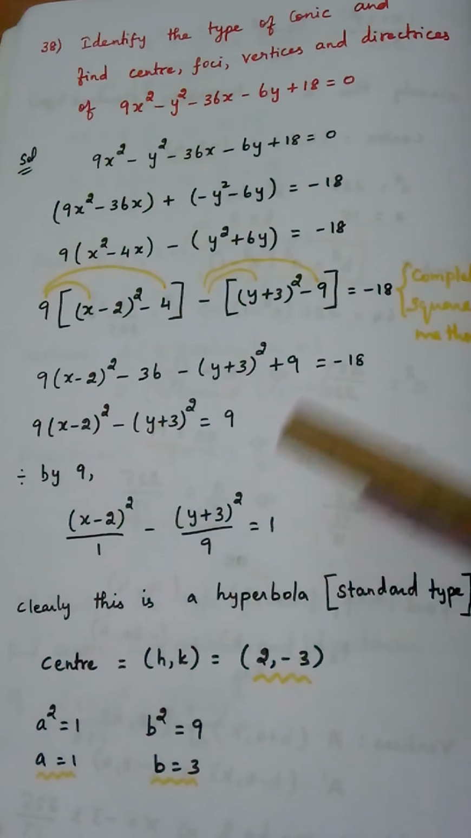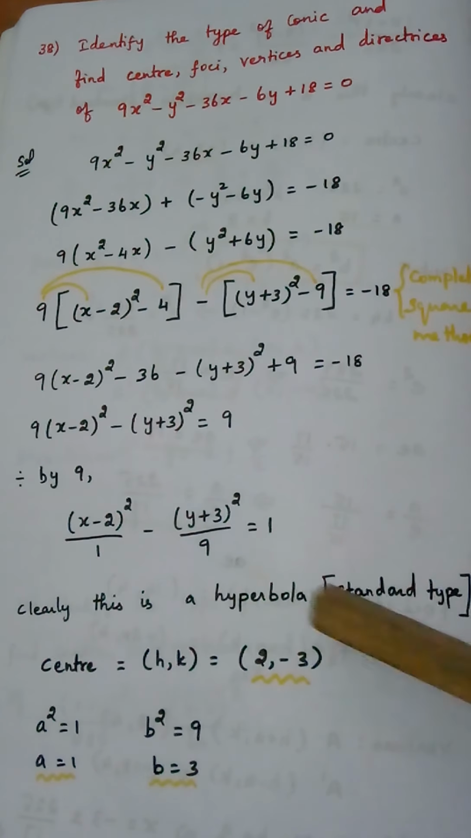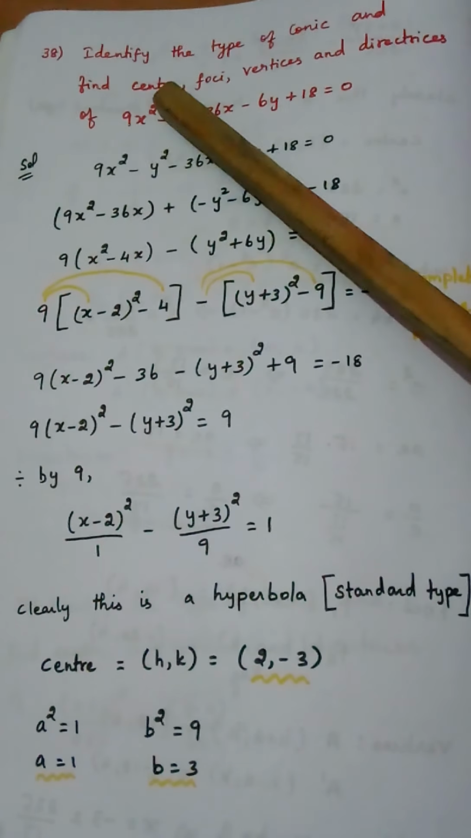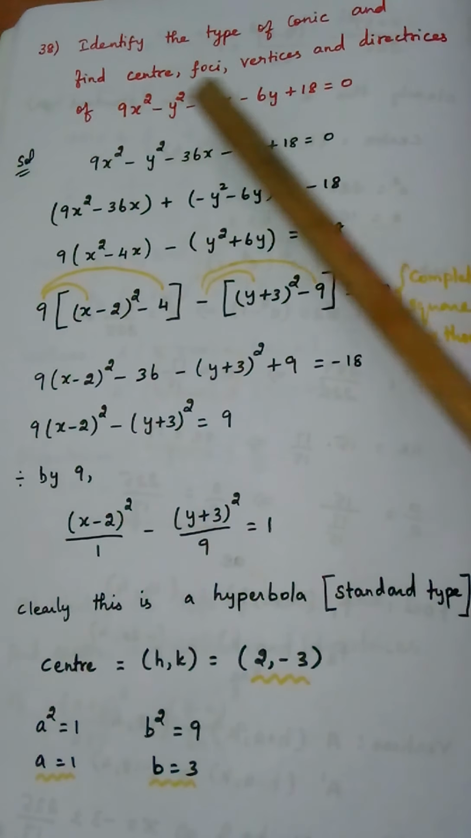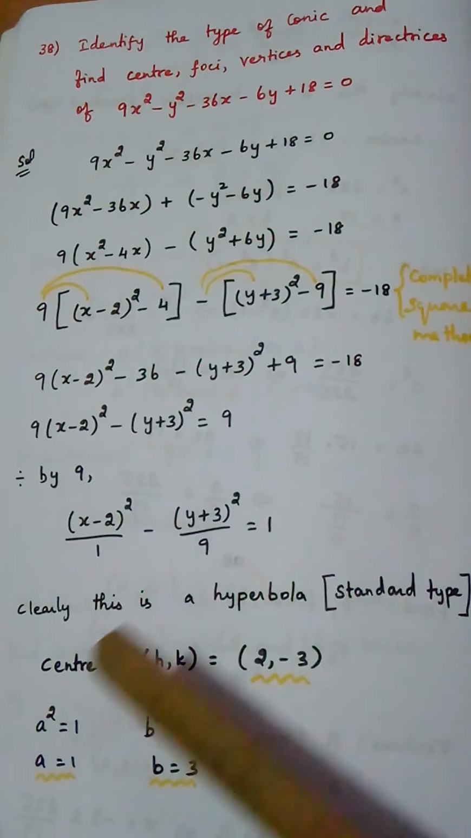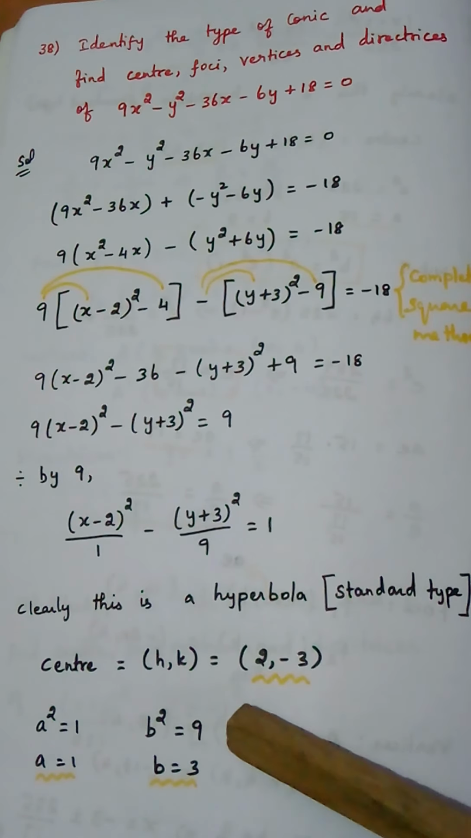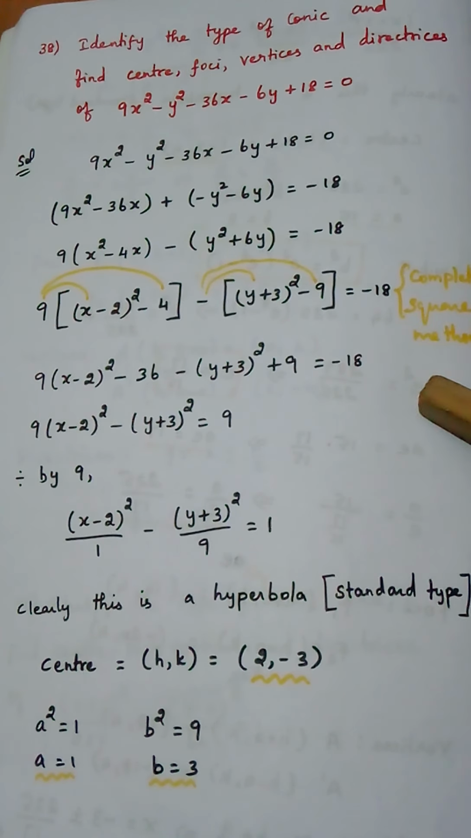Now we got the answer for two questions. What are they? Identify the type of conic. The conic is a hyperbola, standard type. Find center. Center we got the value here, 2 comma minus 3. What are the remaining things we have to find? Foci, vertices and directrices. Since we have written a square and b square value here, now we are going to calculate three things. What are they? Foci, vertices, directrices. For calculating those three things, we need the eccentricity value, right? From eccentricity, we can find AE and A by E, so that we can easily find those three things.